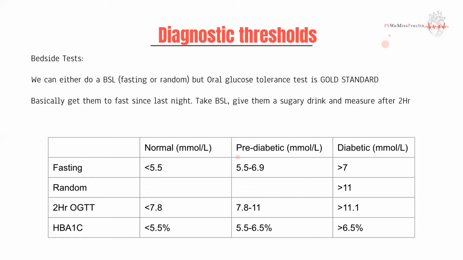What this involves is getting them to fast since the night before. In the morning, you take their BSL and you give them a sugary drink, which contains 75 grams of glucose. And then after 2 hours, you measure their blood sugar level again. That would tell us whether they are in the normal, pre-diabetic, or diabetic range.